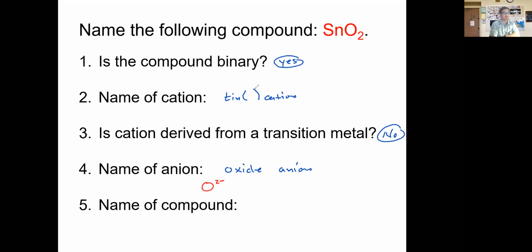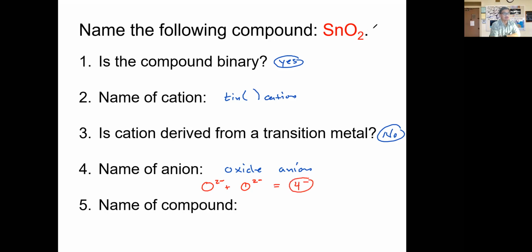So we need to determine the charge on this cation here. We do know the charge on the oxide anion, and here we have two of them. We have two oxide anions, for a total charge of 4 negative charges.